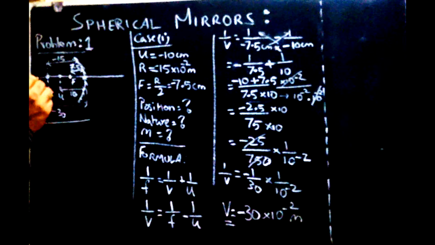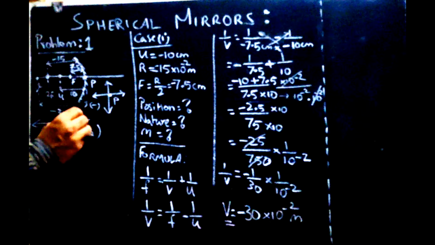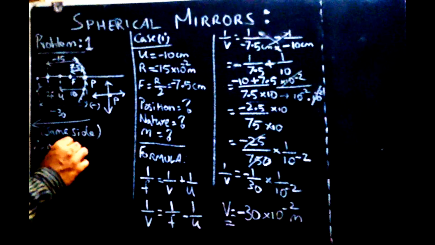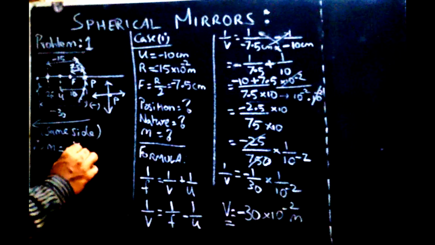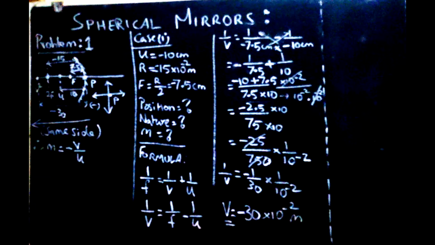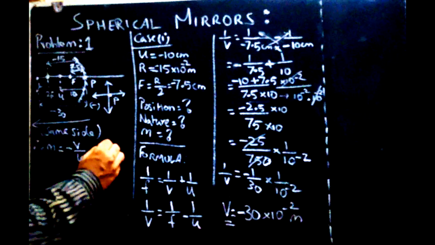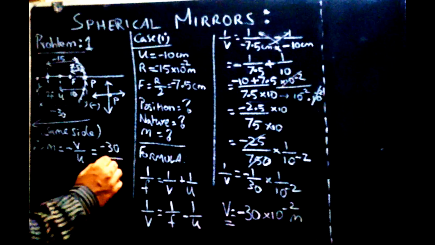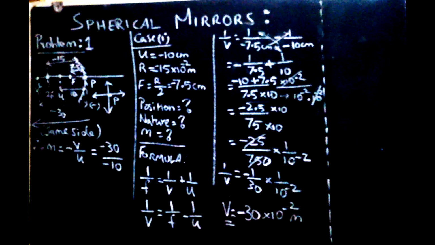Now we will be writing out the nature, position, and the M factor. First, we are going to find out what M is, that is magnification. The magnification value m is given by minus v by u. So m is equal to minus v by u. So it is minus 30 by minus 10.